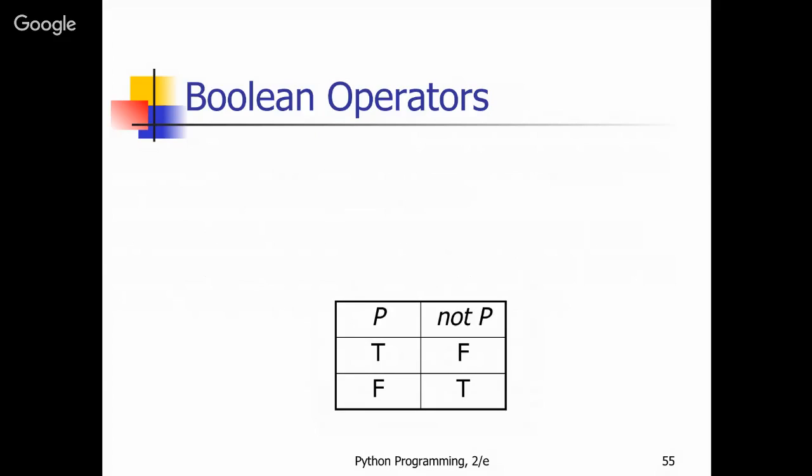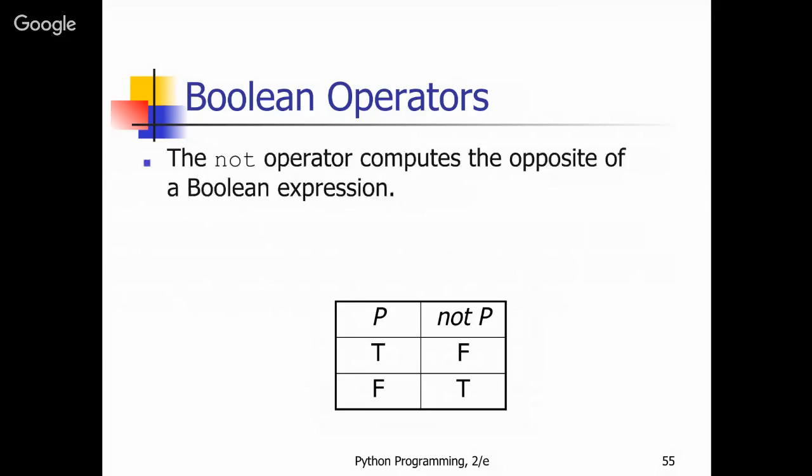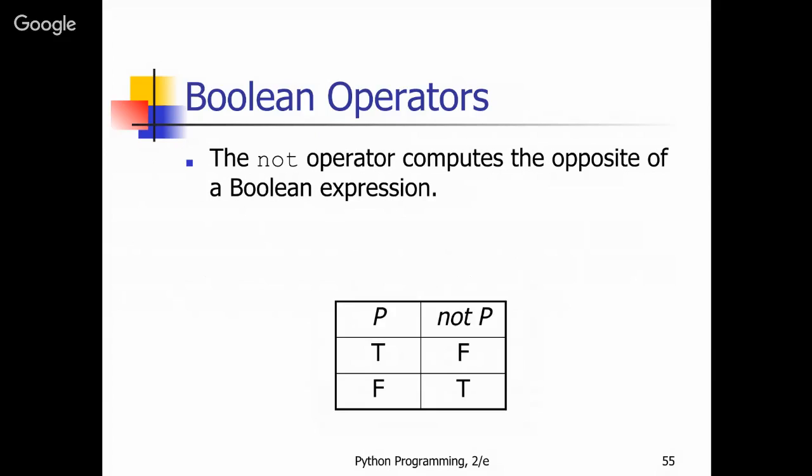And then the third operator is the not. The not operator is the easiest. All you have to remember is that it's going to be the opposite of what is currently the case. So it's going to flip the result around. If P is true, it's going to make it false. And if P is false, it will make it true, right?